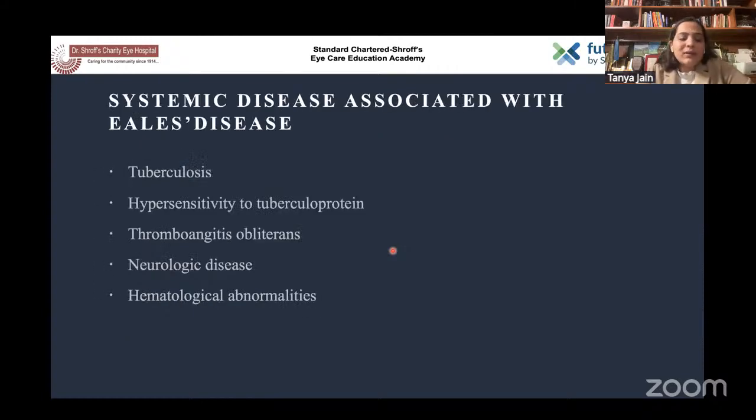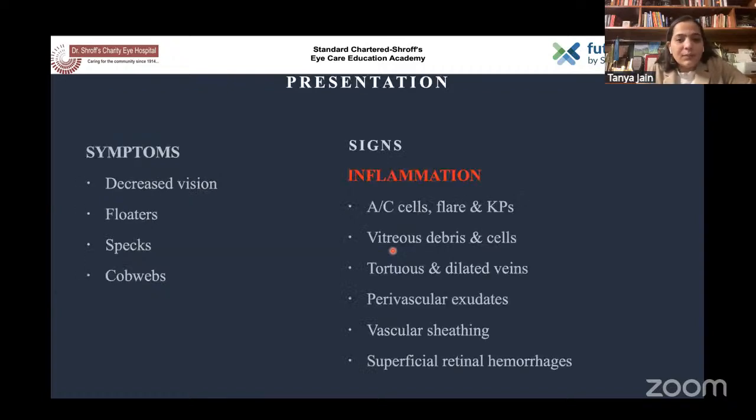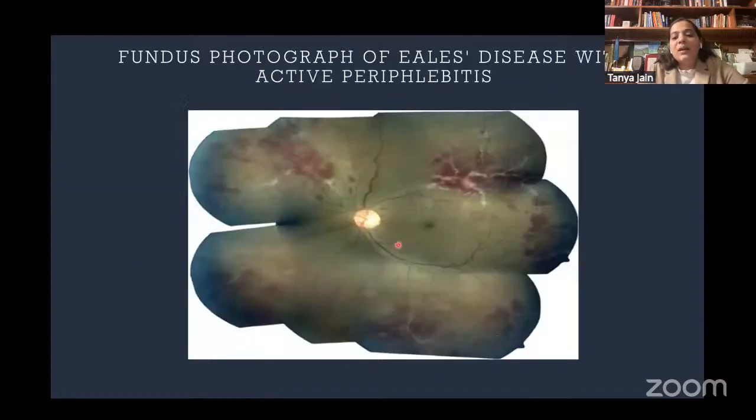However, there have been many reports where they say it is kind of a hypersensitivity to the tubercular protein. So it has been linked again to a lot of tuberculosis in our part of the world. Symptoms would be, as I said, sometimes asymptomatic. Patients may come with floaters, specks, or cobwebs. On examination, the anterior segment is seldom that involved. However, you see a lot of vitritis, dilated veins with exudation, vascular sheathing, and hemorrhages.